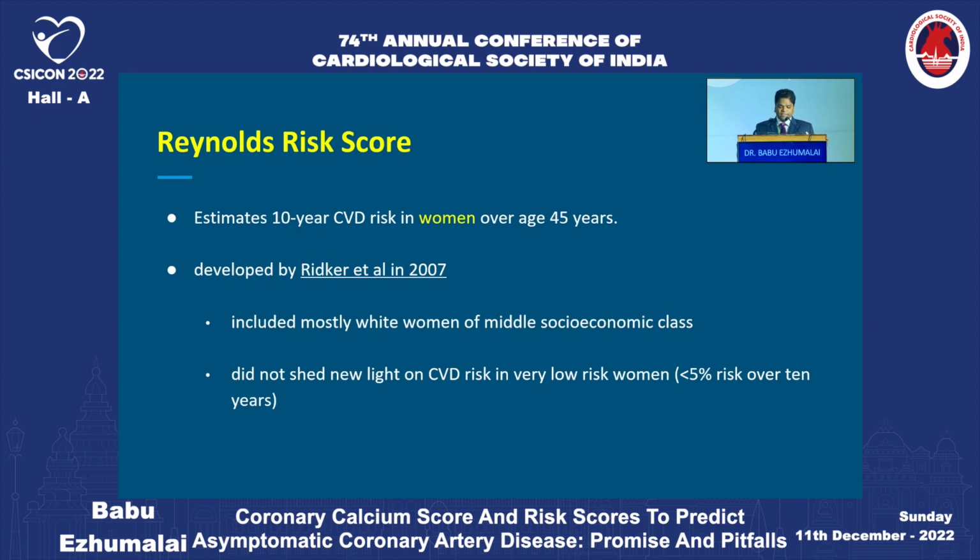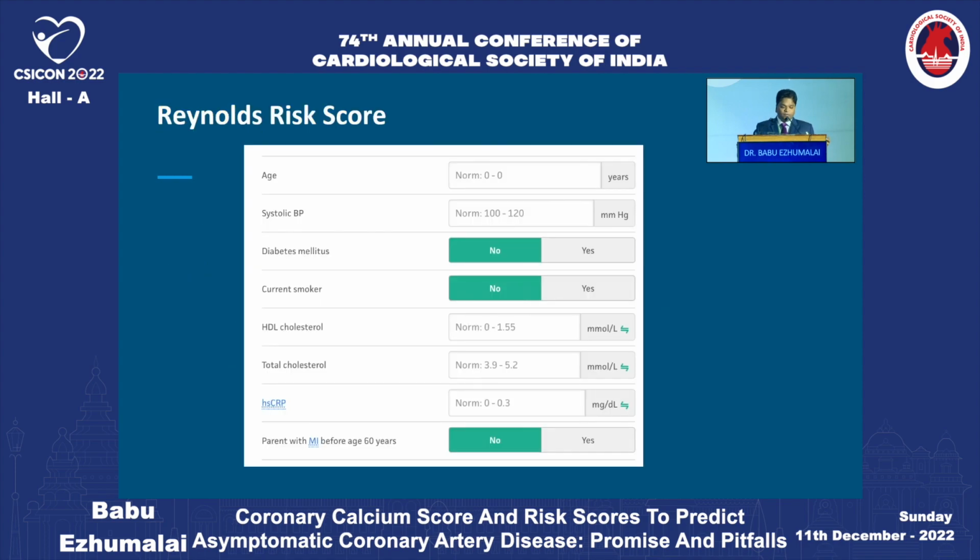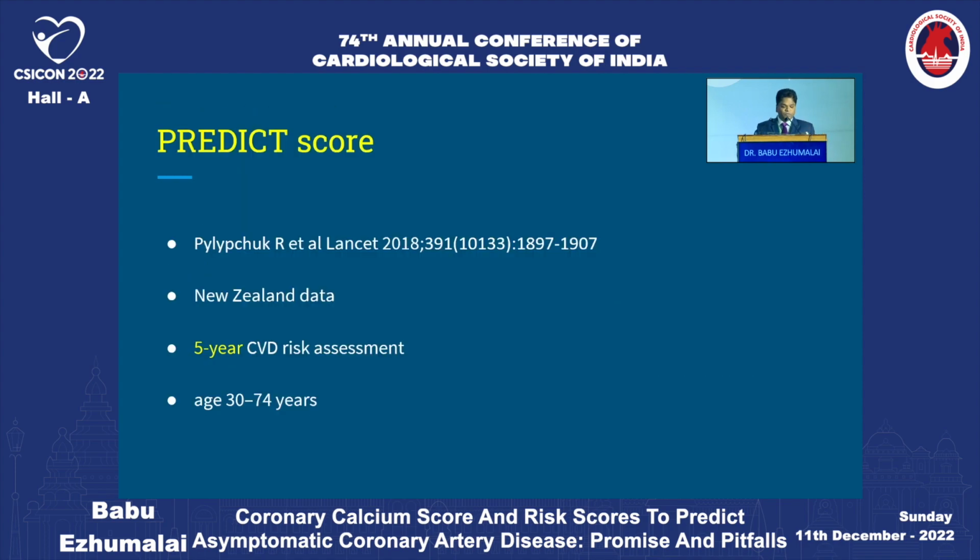And we have other scores like the Reynolds risk score, which is more specific for women over age 45 years. It is not very well validated because in the study it was mostly white women of middle socioeconomic status who were included. Low risk women were not much considered here. So it's not practically widely used. Then the Brindle score is more for New Zealand data. It gives only a 5-year CVD risk, whereas Framingham and QRISK give 10-year risk data. So again, it's not widely used.